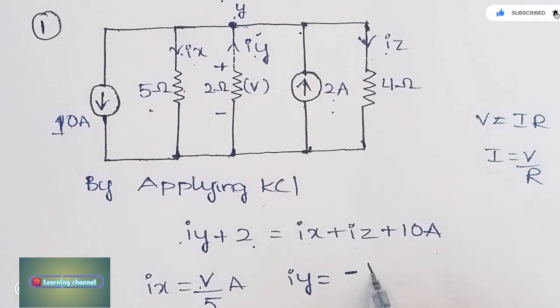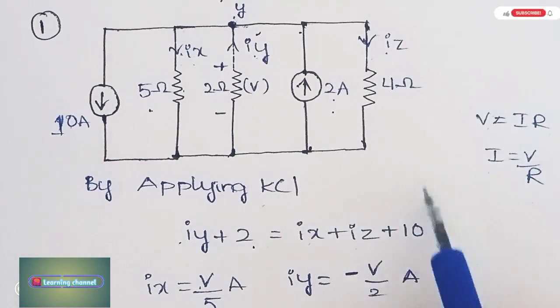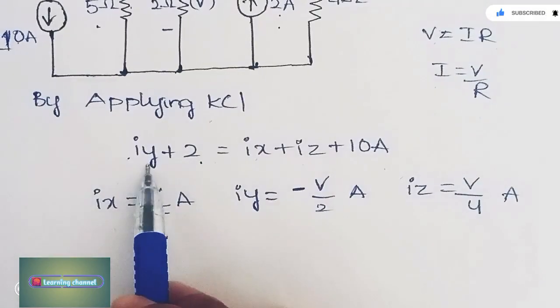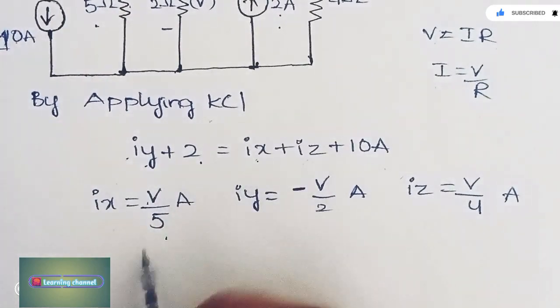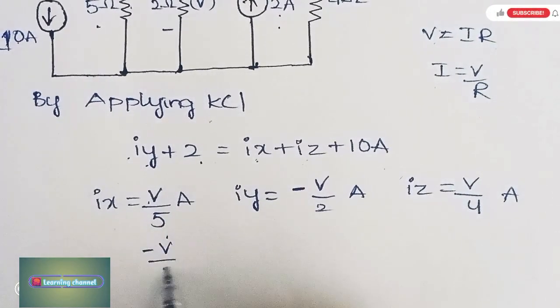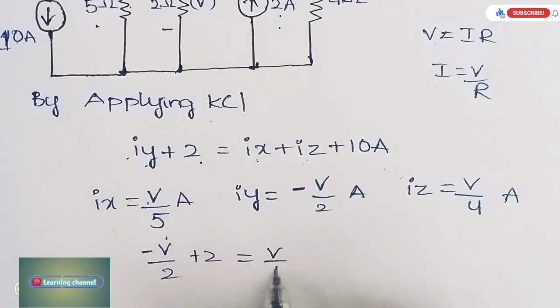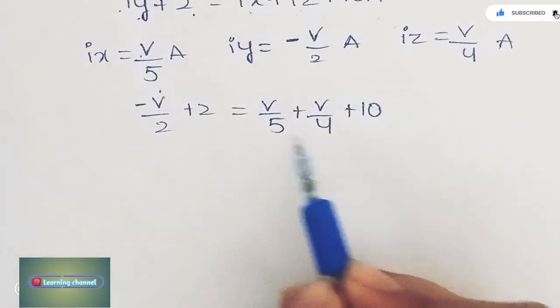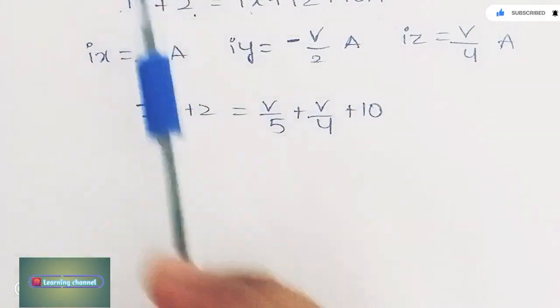So minus, the voltage over here is V by 2. And we have another current, that is Iz. So Iz is equal to V by, what is the resistance here? 4 ohms. Now substitute in place of Iy, Ix, Iz these values. So minus V by 2 plus 2 is equal to V by 5 plus V by 4 plus 10 amps. By solving this, we can get the voltage over 2 ohms.